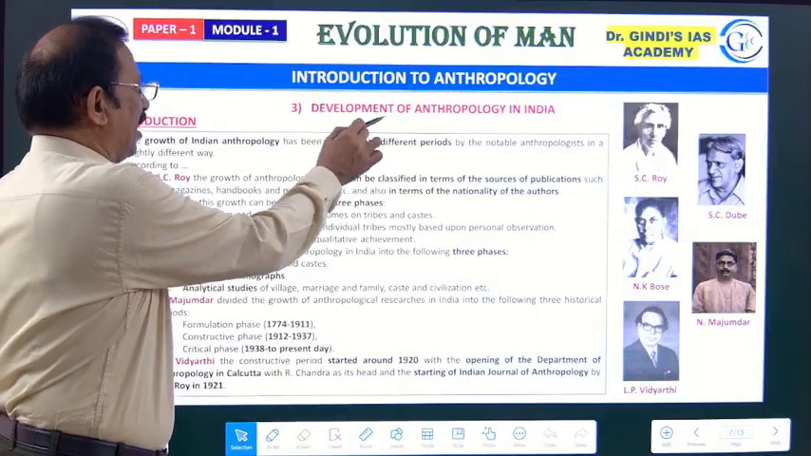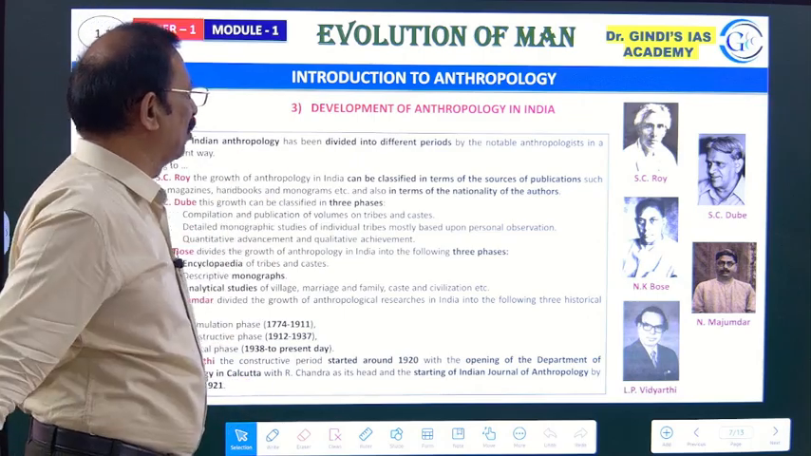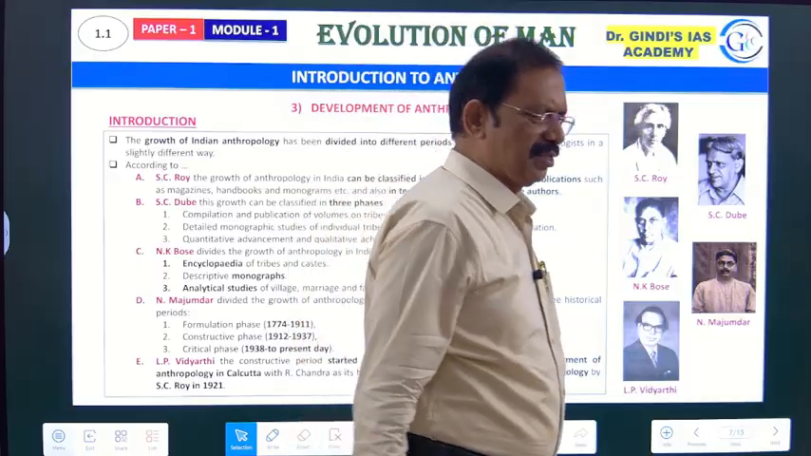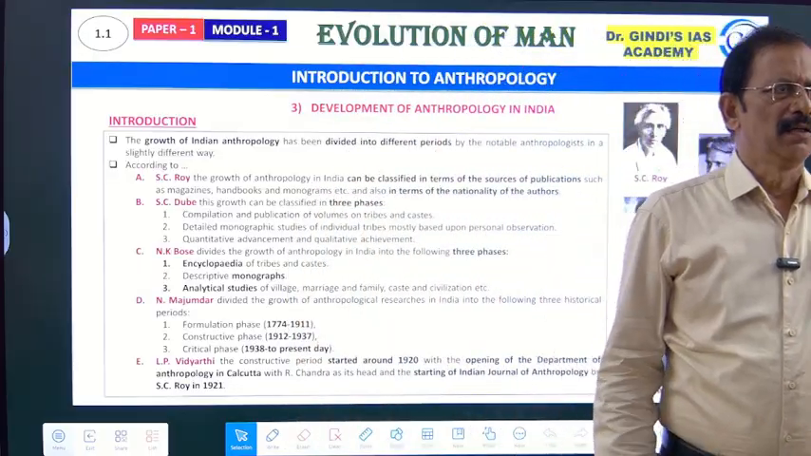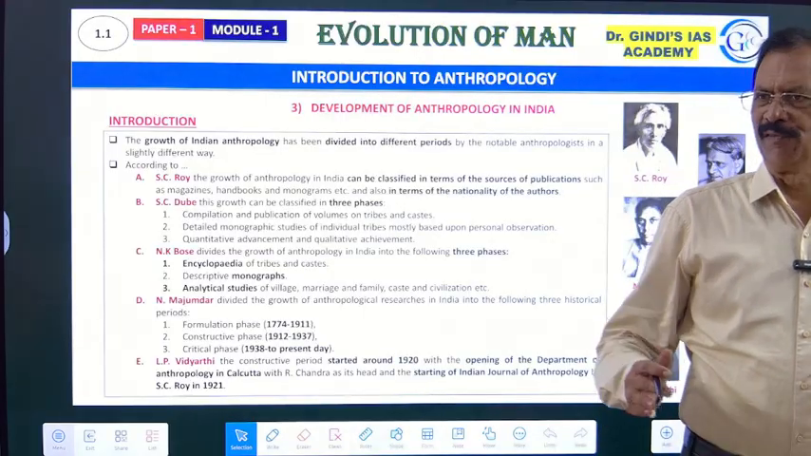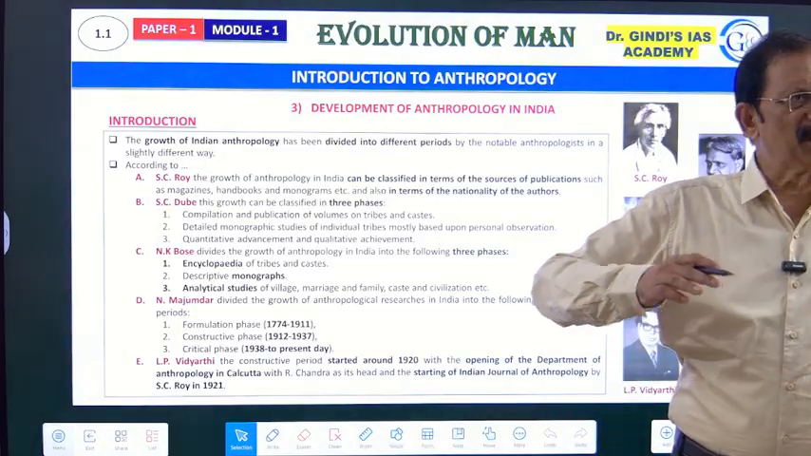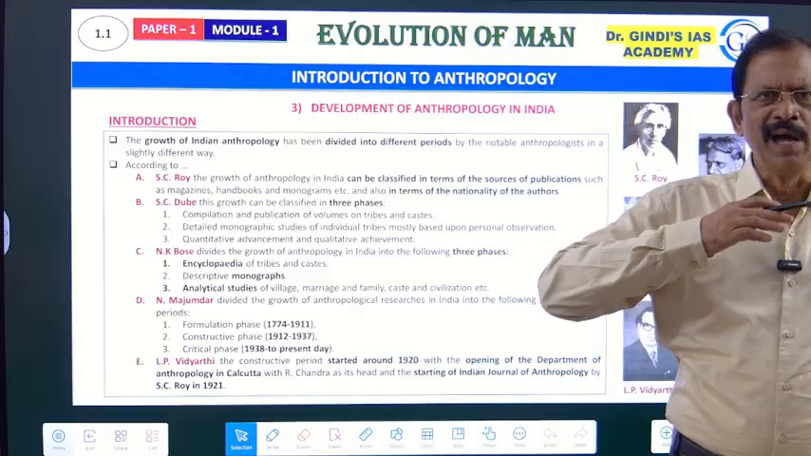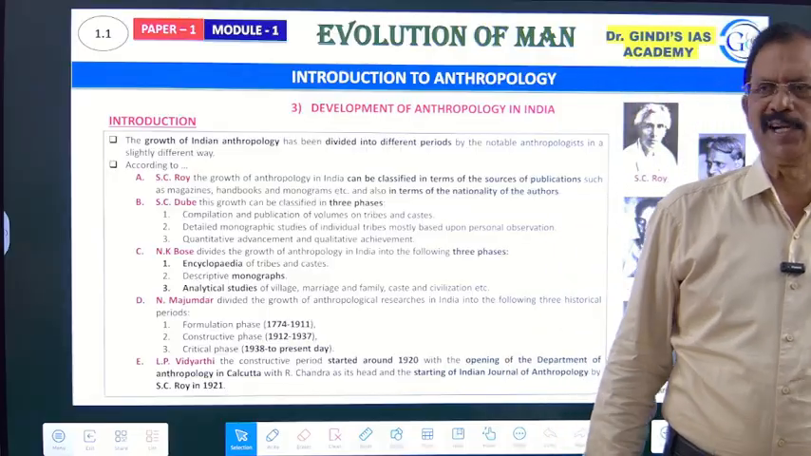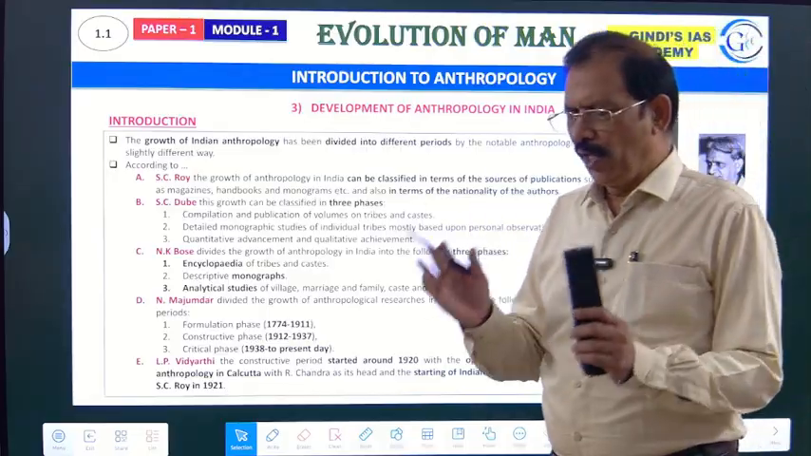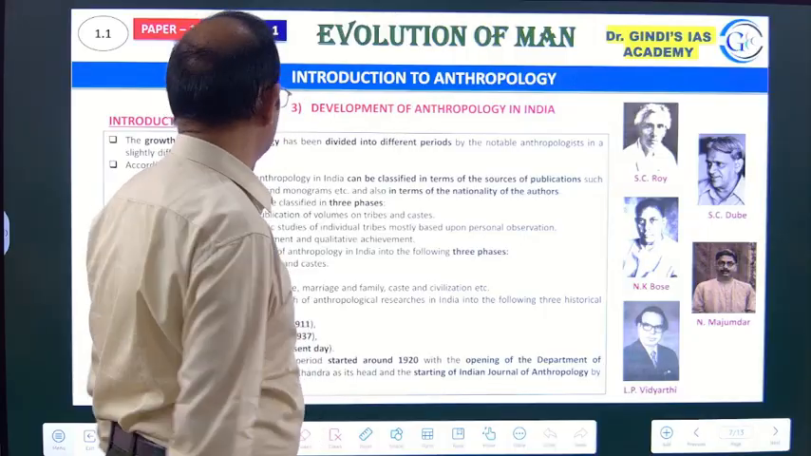Right. Then, as part of the development of anthropology, here we can see some points. The growth of Indian anthropology has been divided into different periods for the convenience of study, not only for the UPSC preparation. So how has the subject of anthropology been divided in India? Yes, different classifications have been given by different anthropologists. So we have divided the entire growth of anthropology into some periods.